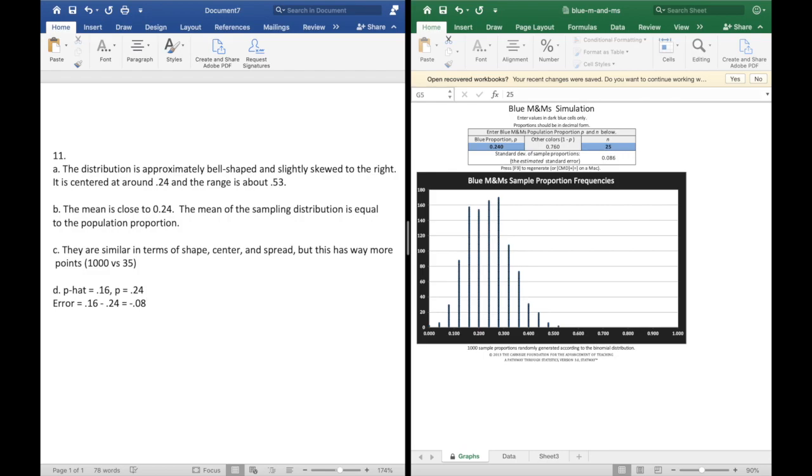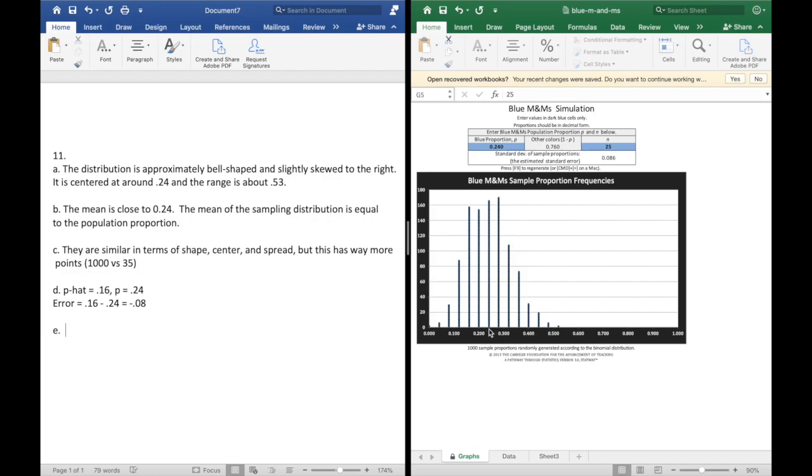We're doing part E now. Most of the sample proportions deviate from the population proportion. Look at the dot plot and think about the average error in the sample proportions plotted there. Give your best guess about the value of the average error. This is a little hard to think about, but I want us to look at this picture here.